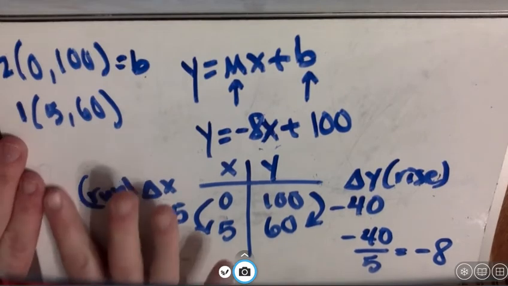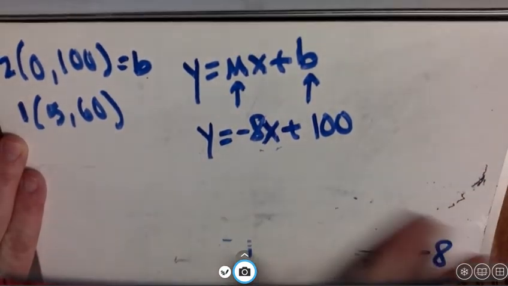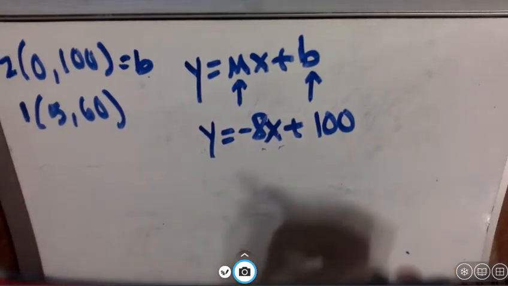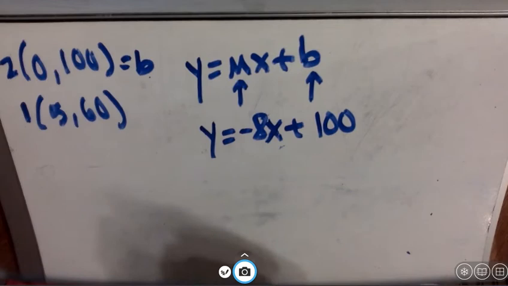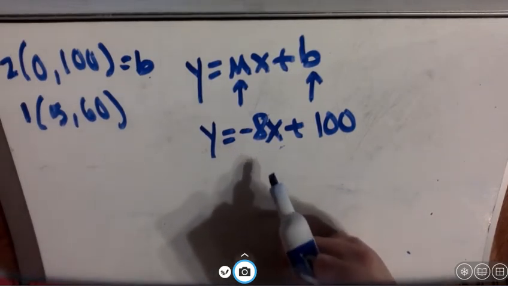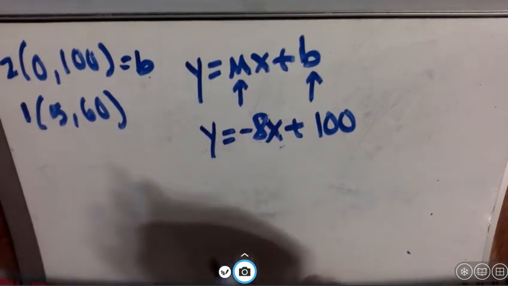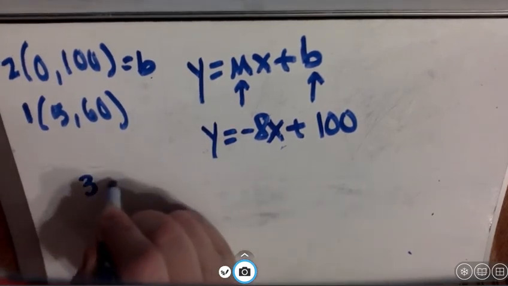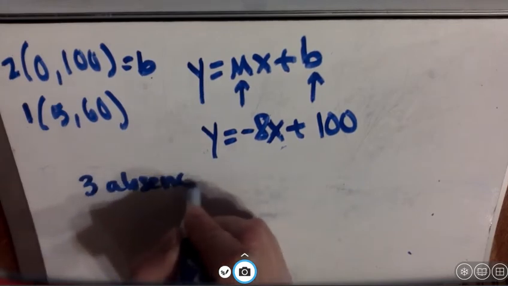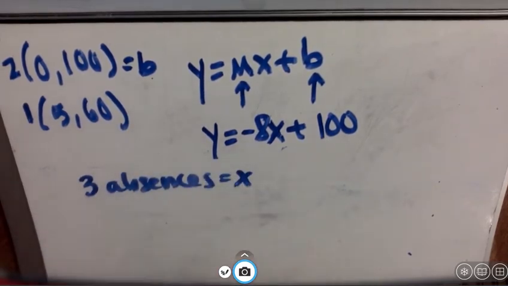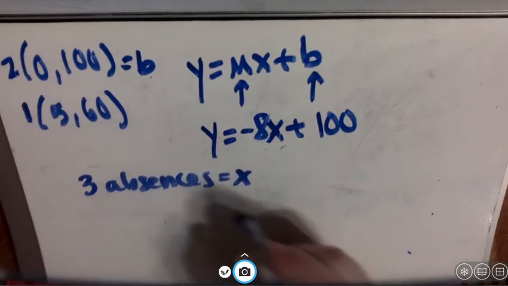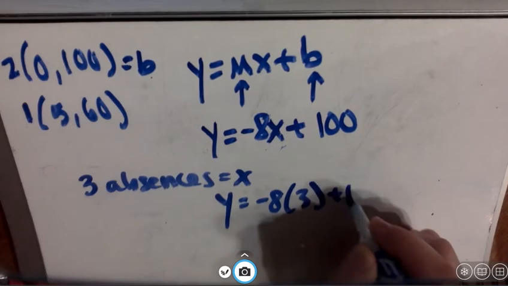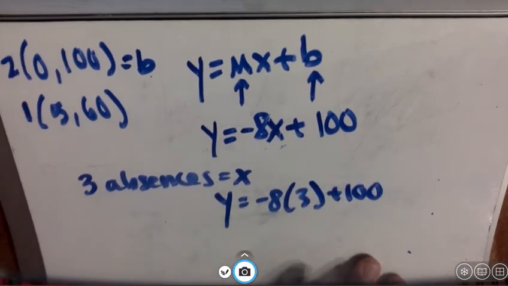Now let's look at how I got some of those other answers and how I can use this trend line. I mentioned in the last video that I could potentially say, what if I knew that I missed math 3 times? What could I expect for my grade based on this trend line? If I had 3 absences, that means I am going to put this 3 in for x right here. So I'm going to say y is equal to negative 8 times 3 plus 100. And I'm going to solve for y.